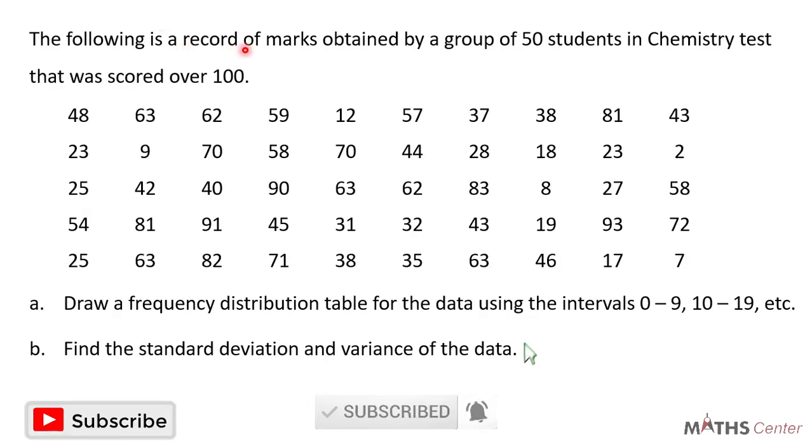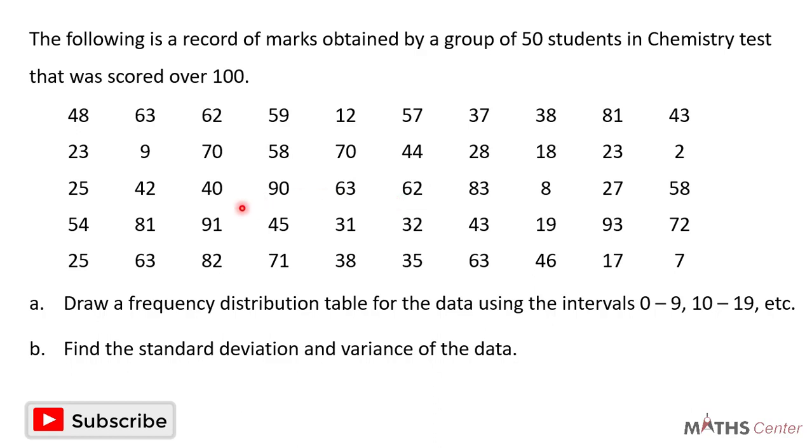The following is a record of marks obtained by a group of 50 students in a chemistry test that was scored over 100. So we have the raw data here. The first part of the question says, draw a frequency distribution table for the data using the intervals 0 to 9, 10 to 19, etc. B. Find the standard deviation and variance of the data.